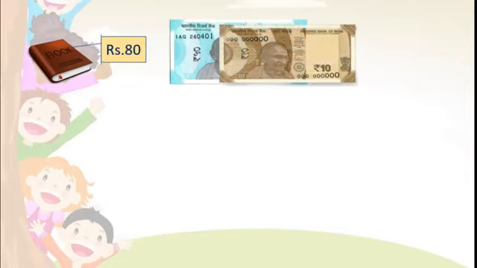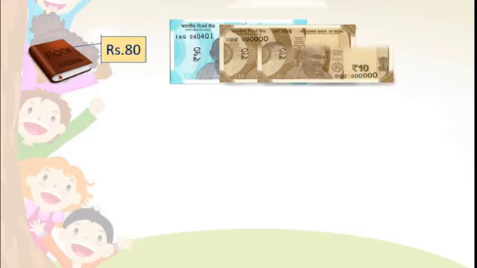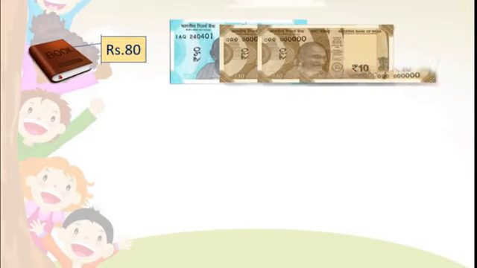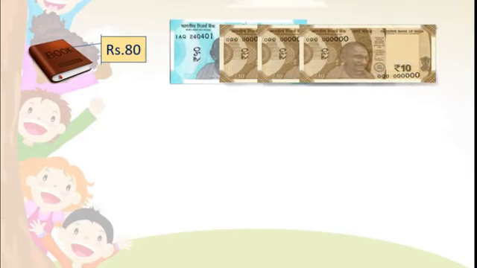Here we can see a book worth rupees 80. The cost of the book is rupees 80. Now here we have to give rupees 80 to the shopkeeper. Then we will see how it can be given. See, 50 rupees note is there. This is 50 and this is 10, means this is 60. One more 10, that is 70, and one more 10, that is 80. Isn't it? This is right. Correct?